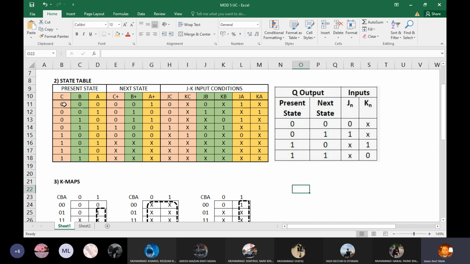So for example, if I'm comparing C and C plus, 0, 0, so present state 0, next state 0. So 0, 0, J is 0, K is don't care. So you get 0 don't care. 0, 0, 0 don't care as well. 0, 1, J is 1, K don't care. 1, 0, don't care 1. 1 don't care does not exist. So when it goes to don't care, automatically the rest will be don't care. So that is how you obtain them.